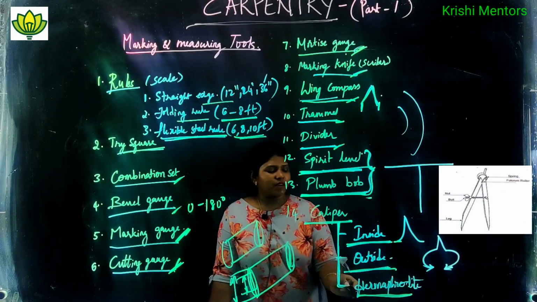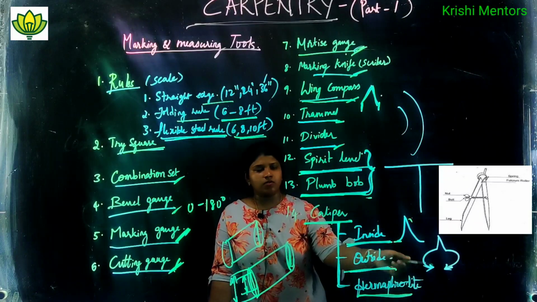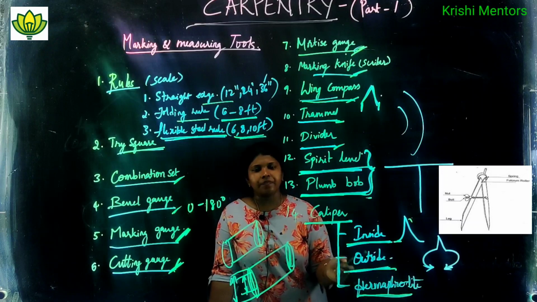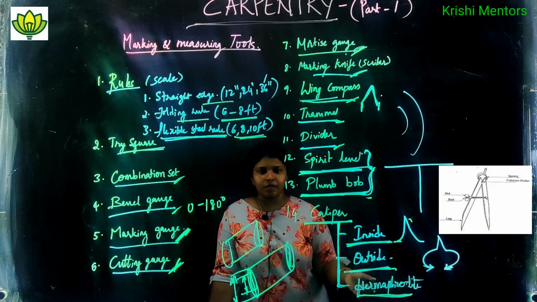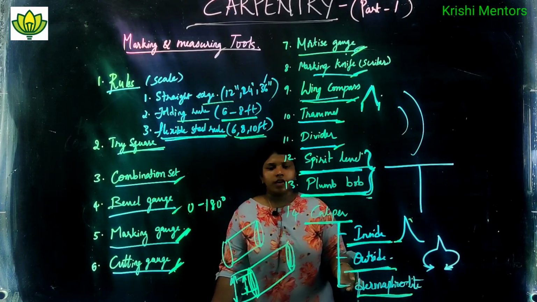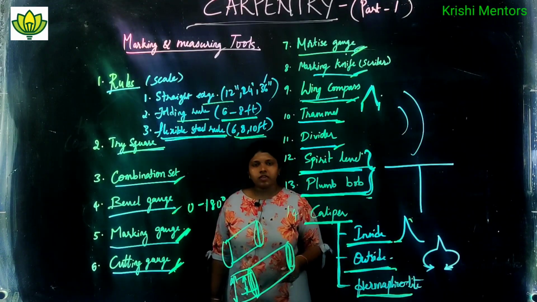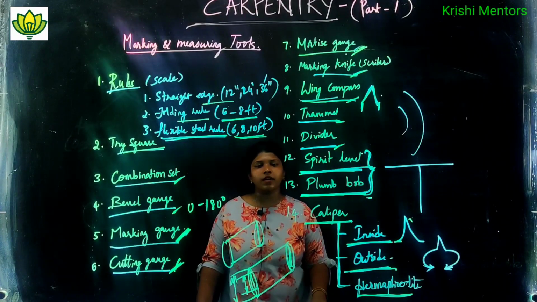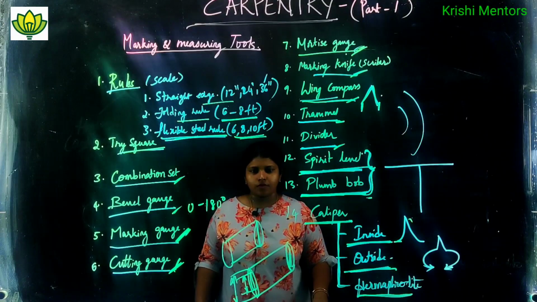So what is a hermaphrodite caliper? Instead of using these two calipers, we can use this one caliper, which is a combination of inside caliper and outside caliper. It can be used in both ways. Basically these calipers are used for scribing lines parallel to the edges of the work and also to find the center of the work.